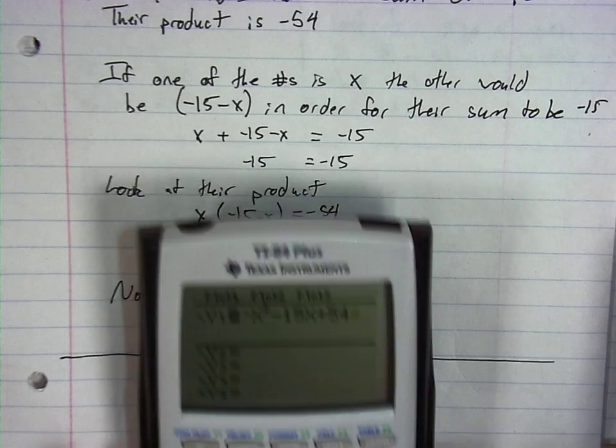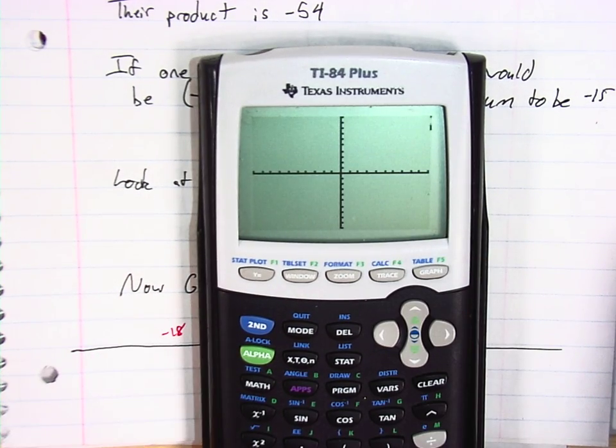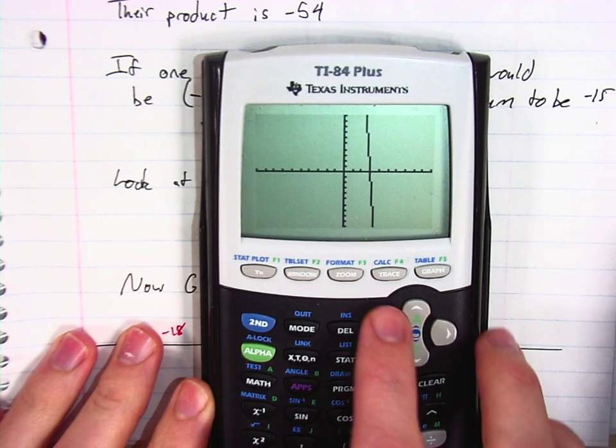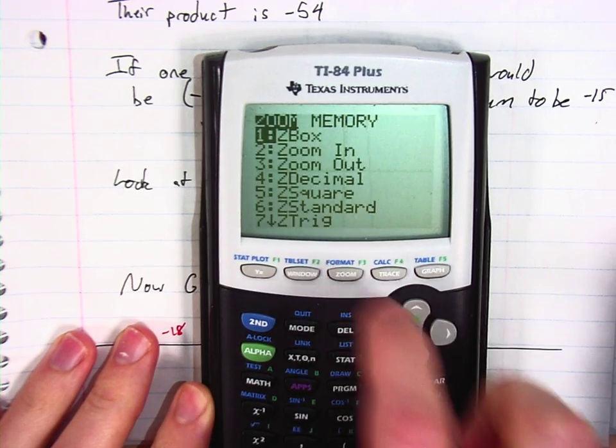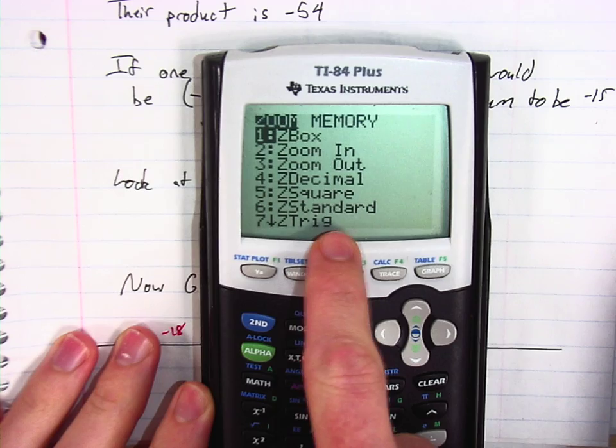Okay, I got it typed in. And I hit graph. And, uh-oh. This line? Nope. Okay, what happens is this is a really big graph. A really steep, wide graph. So, in order to fit this on, we're going to have to hit zoom. Okay, and there's all these different ways to zoom. Remember, zoom 6 gets us back to the nice one that we like.